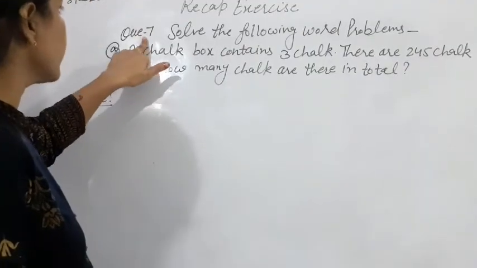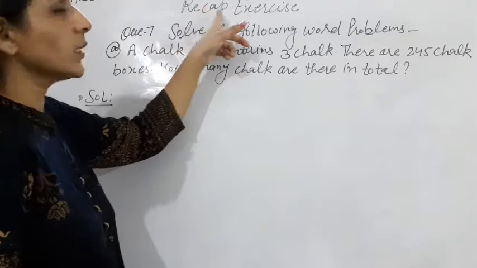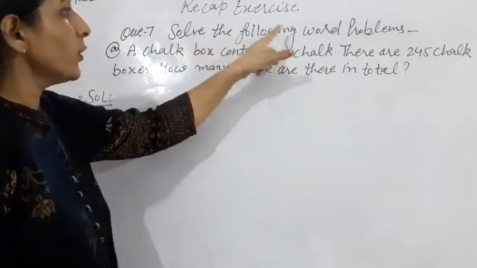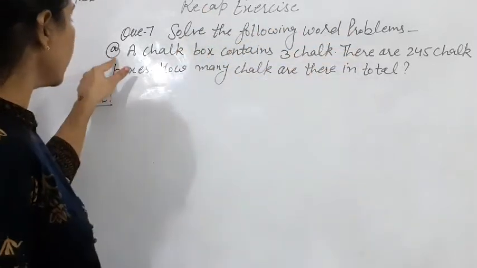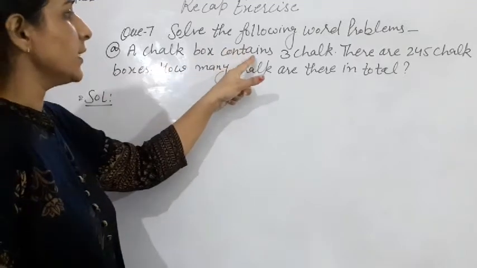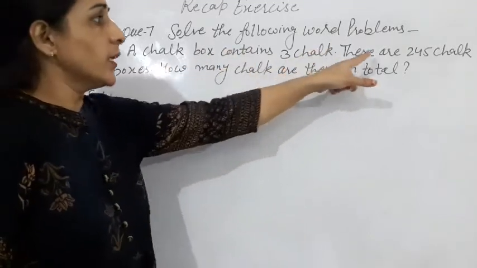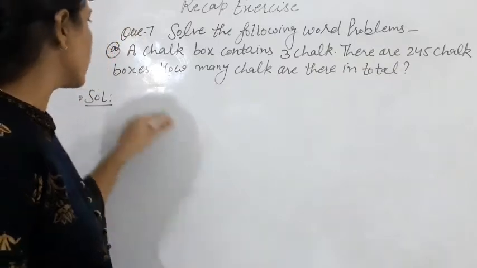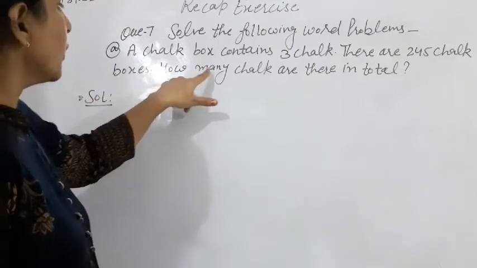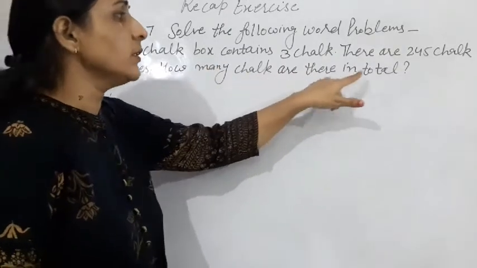Now the question number 7. This is the last question of your recap exercise. Solve the following word problem. So part number A. A chalk box contains 3 chalk. There are 245 chalk boxes. So how many chalk are there in total?